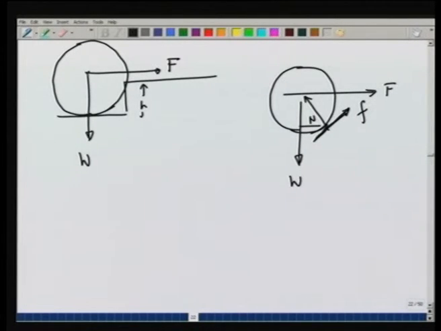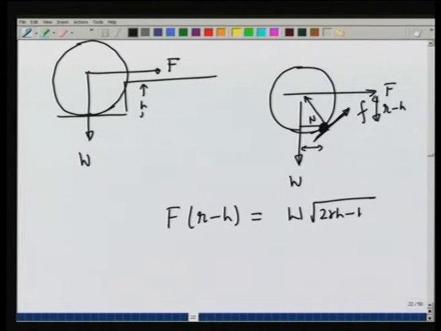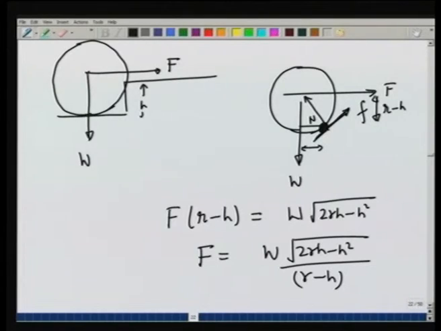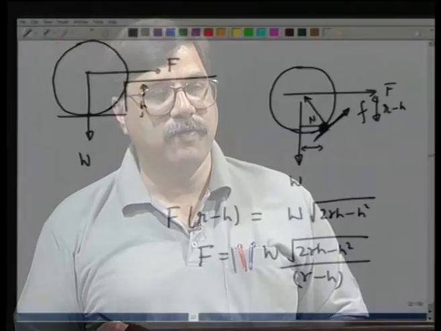To find F, it is very convenient to take this point as the origin and balance torque about it. That would straight away give, in order for equilibrium, F times R minus h, because this distance is R minus h, is going to be equal to W times this distance, which if you work out is going to come out to be square root of 2 R h minus h square. And therefore, the force that I apply should be equal to W times square root of 2 R h minus h square over R minus h. That should be enough to take it over the step.